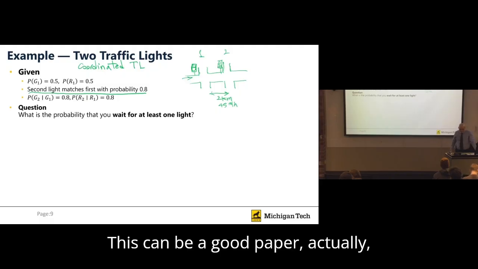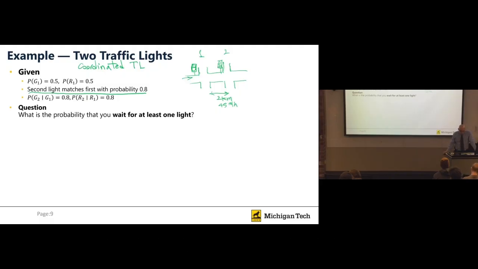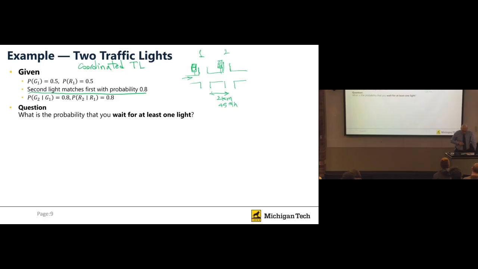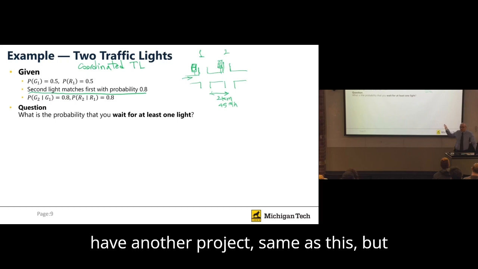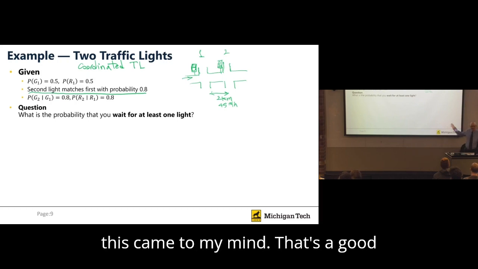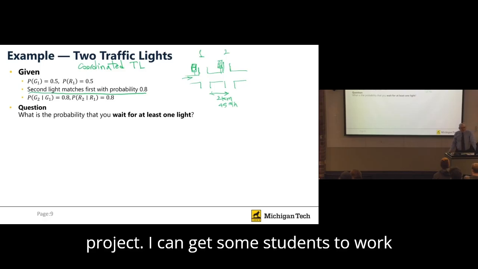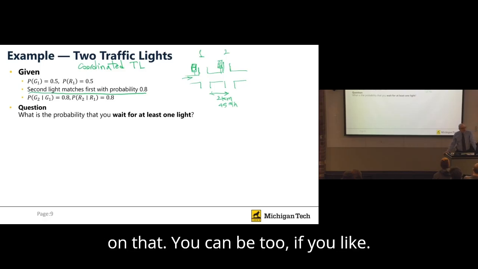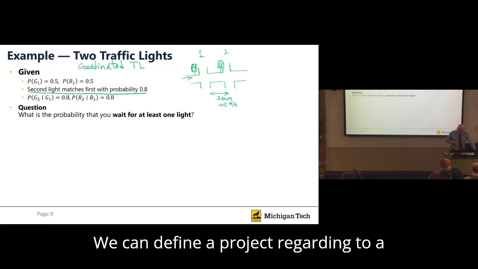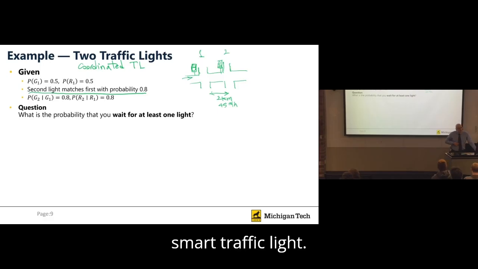This can be a good paper, actually, designing a smart traffic light. I have another project, same as this, but it is a smart lane marking. So that's why this came to my mind. That's a good project. I can get some students to work on that. You can be too, if you like. Next semester. We can define a project regarding a smart traffic light.